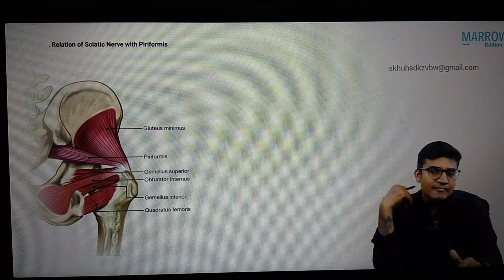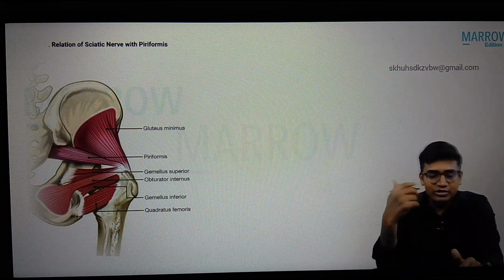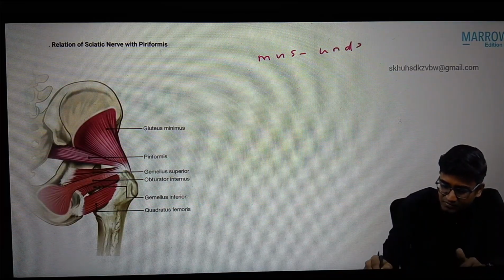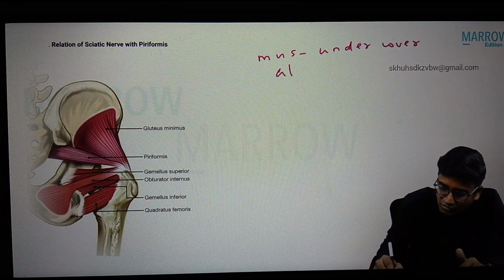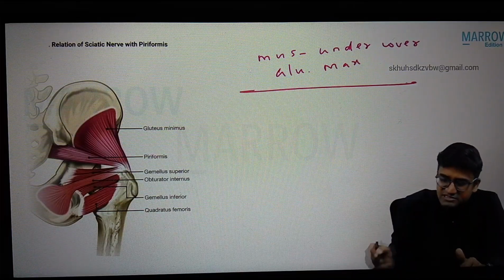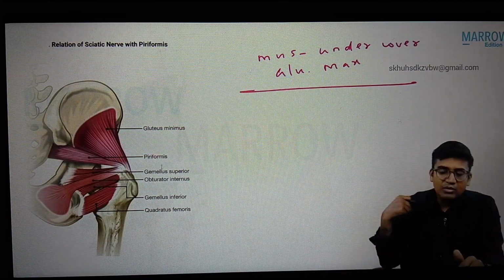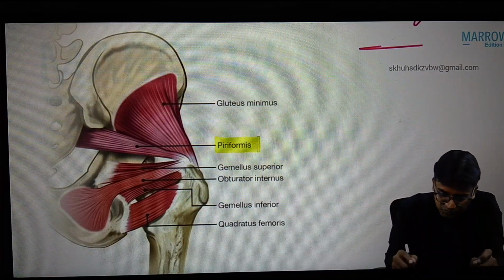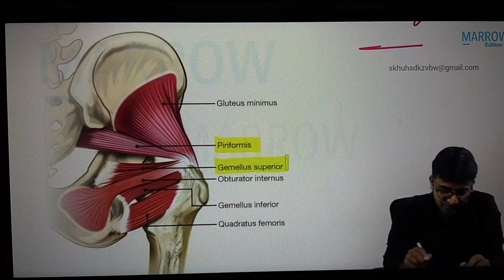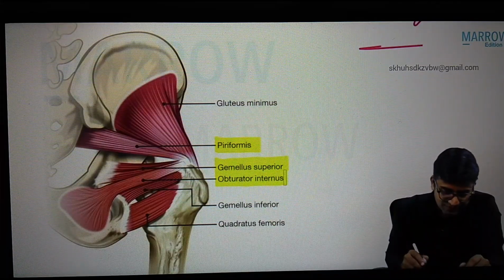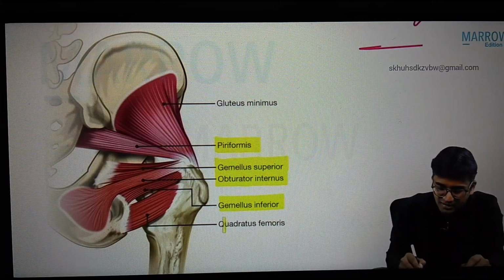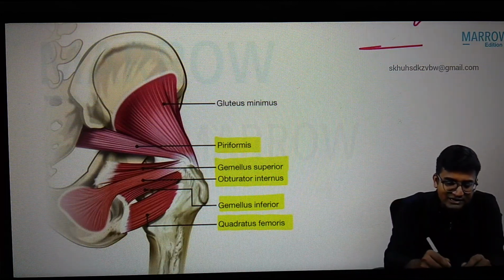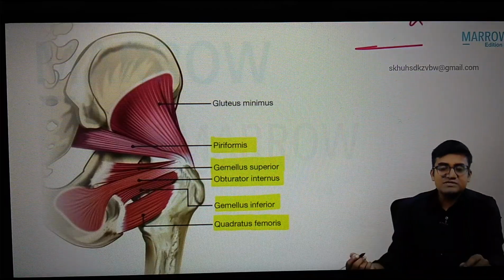Now we have some small muscles which are present under the cover of gluteus maximus muscle. So please write muscles under the cover of gluteus maximus muscle. If you remove the gluteus maximus muscle, then we see these small muscles. What are the muscles? Number 1, piriformis muscle. Number 2, gemini superior muscle, obturator internus muscle, gemini inferior muscle, and quadratus femoris muscle. Now these muscles are present under the cover of the gluteus maximus muscle.